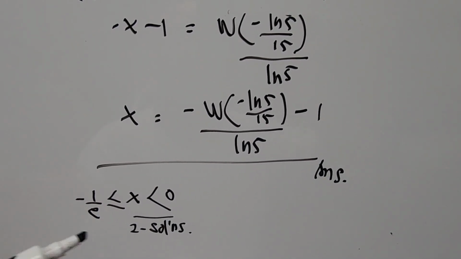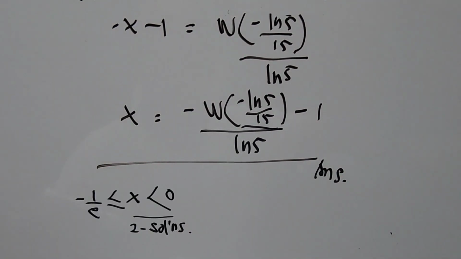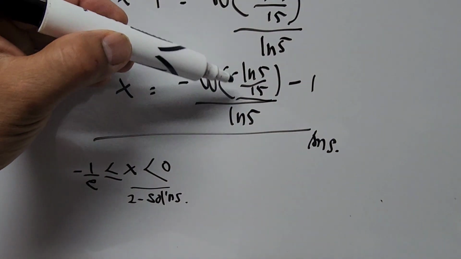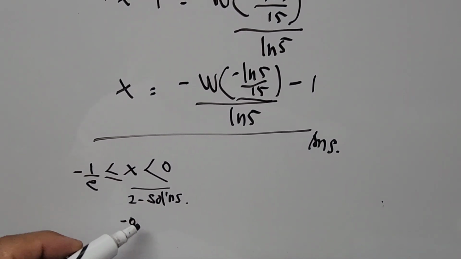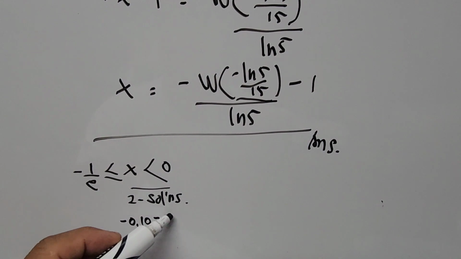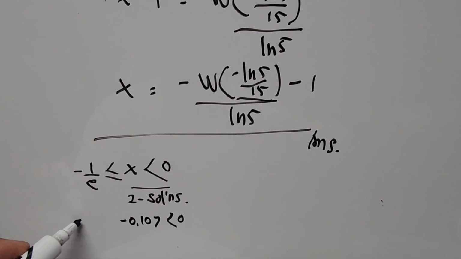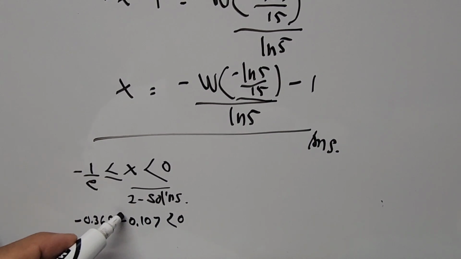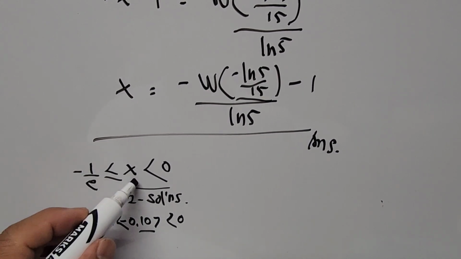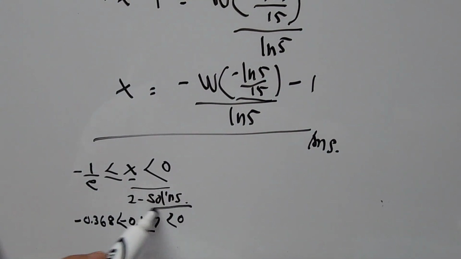And in our case, x, we're referring to this value right here in the parentheses, negative ln of 5 divided by 15. And so our value over here, negative ln of 5 divided by 15, if we compute it, that's negative 0.107. And this is less than 0. And here the value of negative 1 over e is equal to negative 0.368. So this is less than the value of x over here. We're referring to this value in the parentheses. Okay, so this means that we have two solutions. We have two values of x.